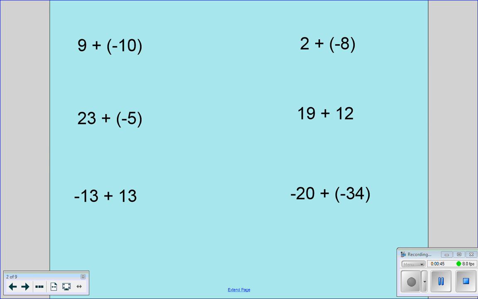So if I look at this, 9 plus negative 10. Do you want to just tell me the answer, or do you want to talk me through it? It's up to you. Maddie? Negative 1. Okay, so look at this one. Try to figure out the answer in your head. I'll give you a few seconds. 23 plus negative 5. Try to figure out the answer in your head, using whatever method you want.